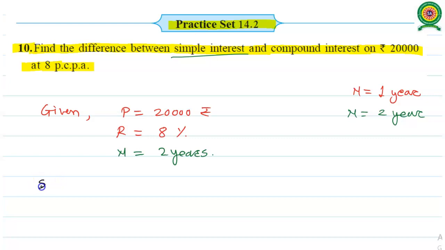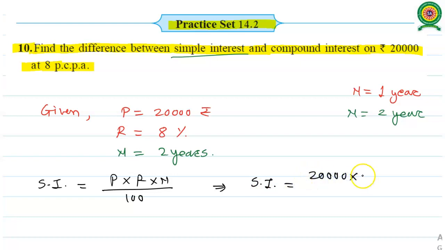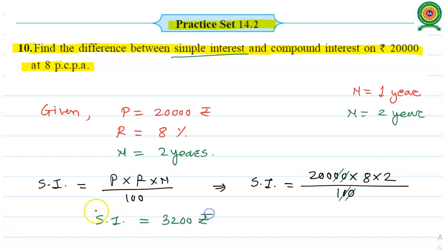Now the formula for simple interest is principal into rate of interest into duration divided by 100. So the value of SI is 20,000 into 8 into 2 whole divided by 100. Now 2 zeros from the denominator and numerator get cancelled. 8 2s are 16, 16 2s are 32. So the value of simple interest is 3,200 rupees.